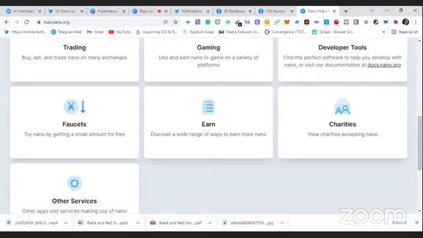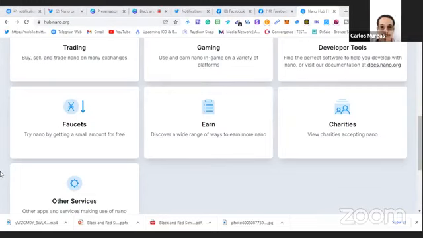So Nano, as RaiBlocks, that was the first name of the Nano project, was given to the people around the world just by solving a captcha. So even now, this day, 8 years later, we can still get some Nano for free just by doing some simple tasks. All right, there are some other ways to earn Nano.